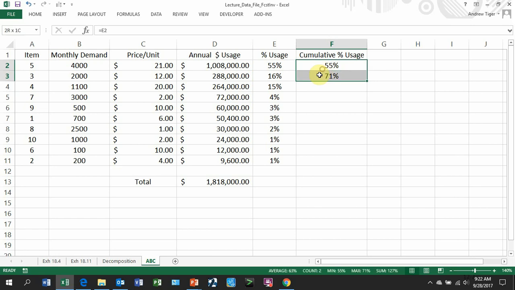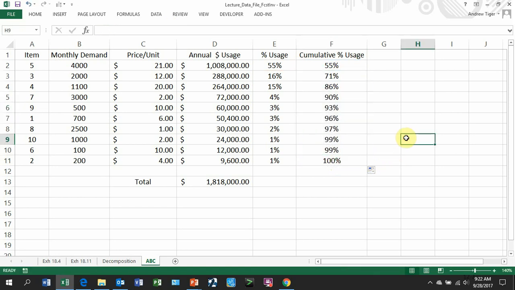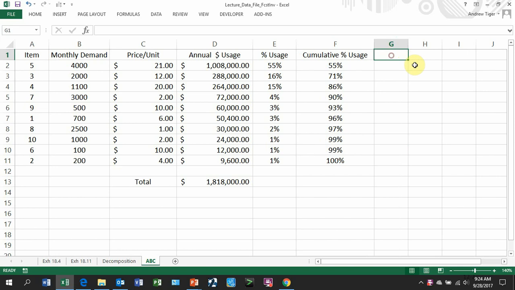So you can see my first two items account for 70% of my usage. And so when I copy that formula down, I get to 100%. So now that I've got this cumulative usage, now I'm going to break these down into items. And it's still somewhat subjective, but you can see what the book says is that of all the items, and we have 10 of them, usually the top 15% or so are A items. So it's really just one or two.